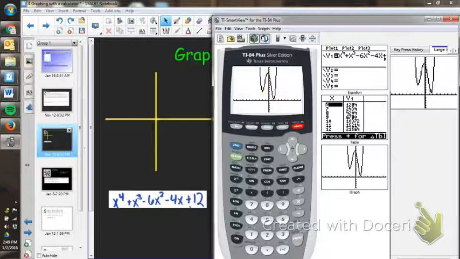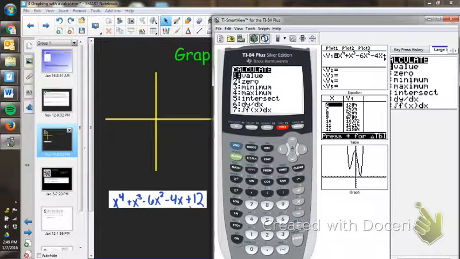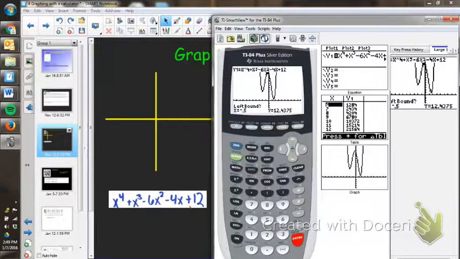So in order to find those points, there's a function on our calculator you may have used before. I'm going to do second calc, and we're going to find the minimum first. We're going to use number 3 where it says minimum. The first thing it says is left bound. So I need to move that blinking cursor to the left of my lowest point. Once it's somewhere to the left of it, I press enter.